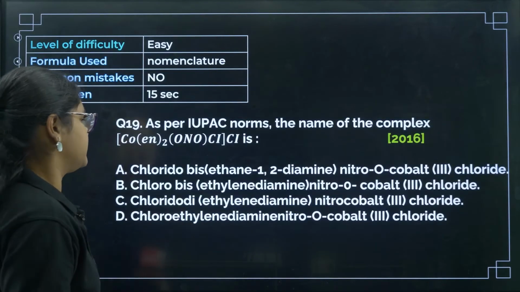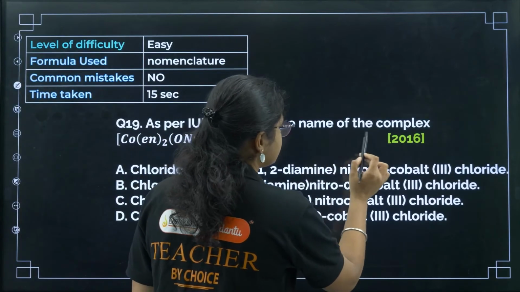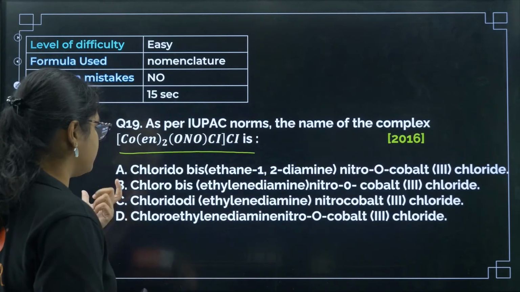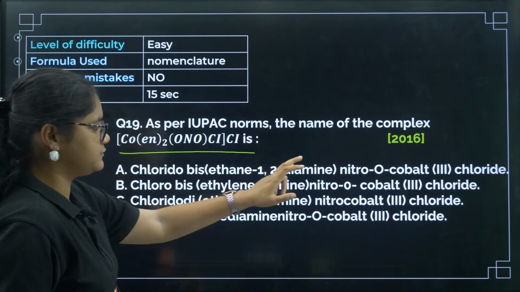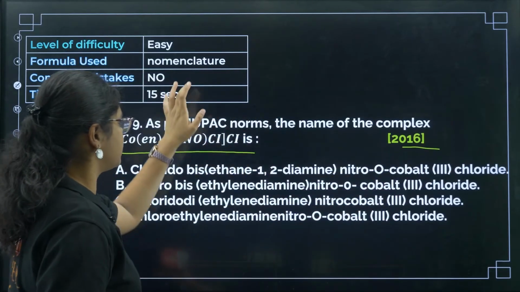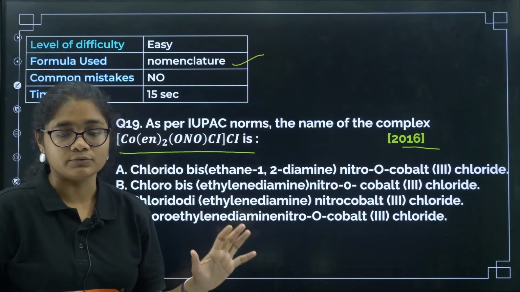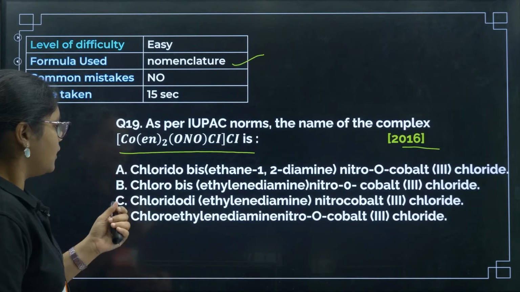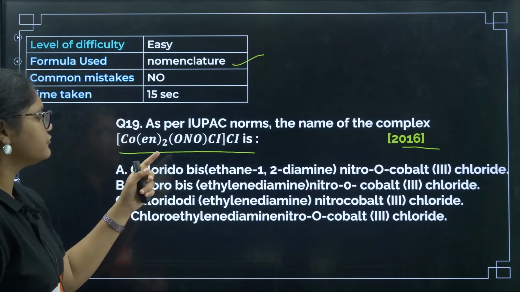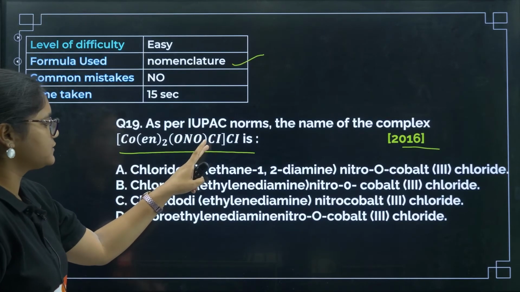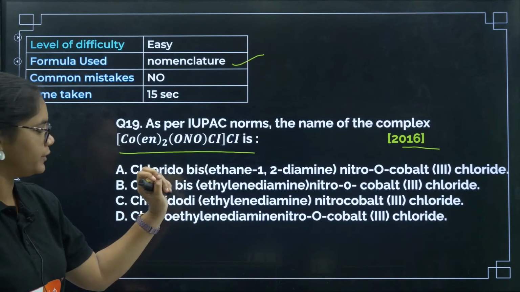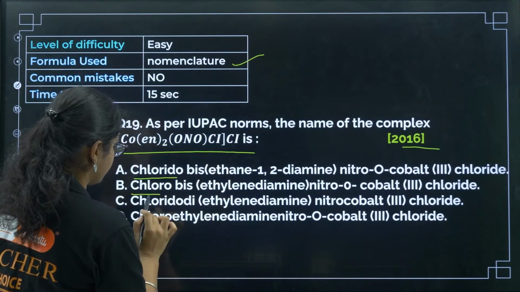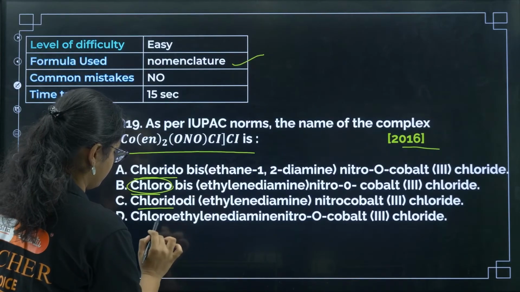Okay, next question. As per IUPAC norms, the name of the complex given here is, okay, again the same thing you need to do. This question was asked in 2016, again an easy question, same thing, you should know the basic rules of nomenclature. Okay, so now if you see here, first there should be this chlorido group, right? We need the chlorido group first. So here it is chloro, here it is chlorido, here also chloro.